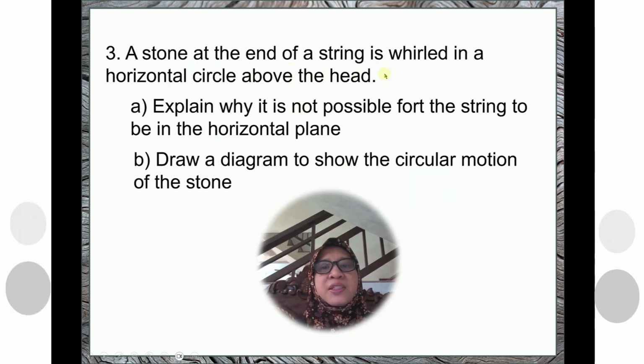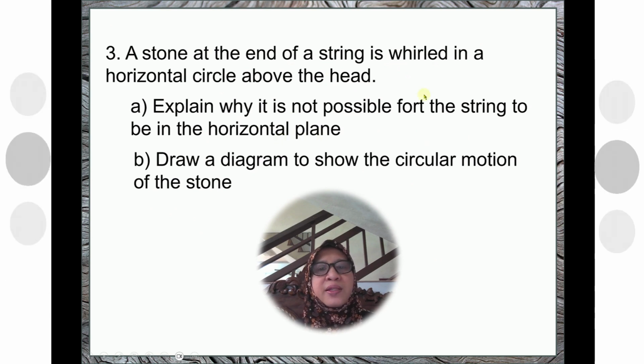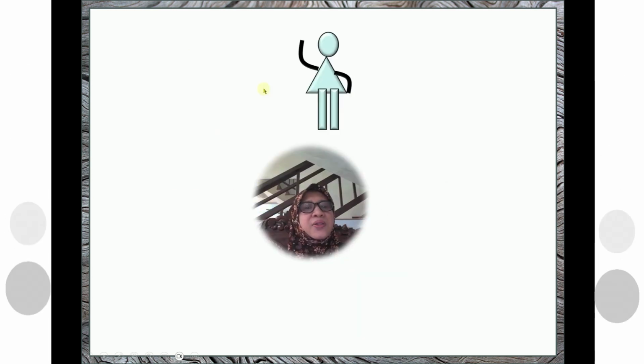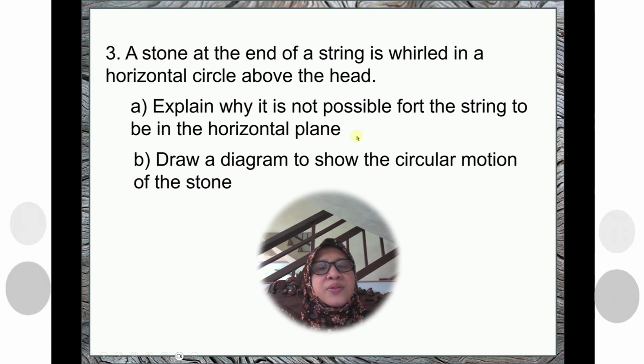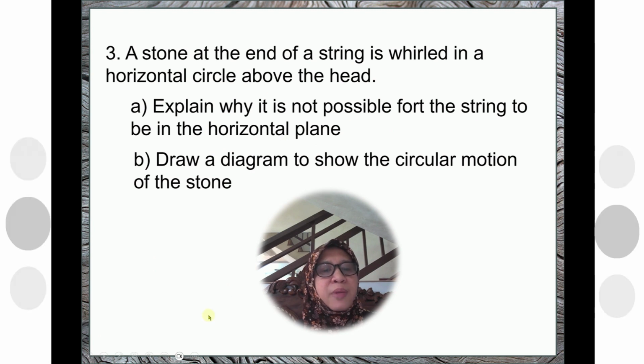A stone at the end of a string is whirled in a horizontal circle above the head. Explain why it is not possible for the string to be in the horizontal plane. There is a typing error here, so it is for part a only. Part b, draw a diagram to show the circular motion of the stone. When we whirl a stone, we go back to the question: explain why it's not possible for the string to be in the horizontal plane.